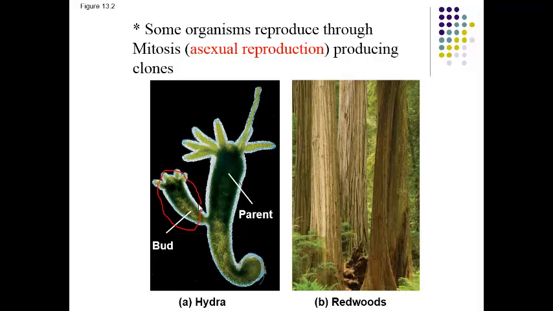Redwood trees also have the ability to reproduce asexually. Here you see a fallen redwood, and all these trees around it actually form from buds off of the original redwood tree. Each of these trees would be a clone of the original. However, the important thing is that with asexual reproduction, no genetic variation is created.